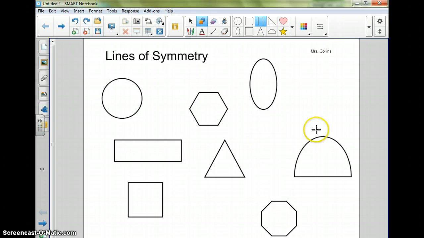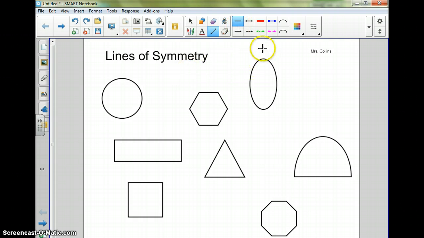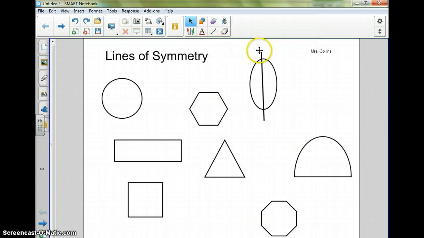Okay. Now that you have as many as you can get on there, we're going to do the lines of symmetry. So go on the line tool, find just a line, and remember you can move these if you don't get them right the first time. The line of symmetry, you're going to draw right down the middle to where if you were to half it, it would look exactly the same on both sides.